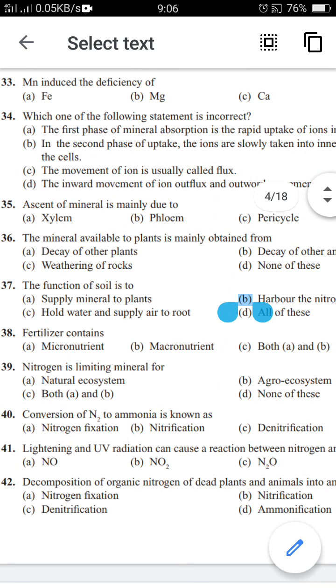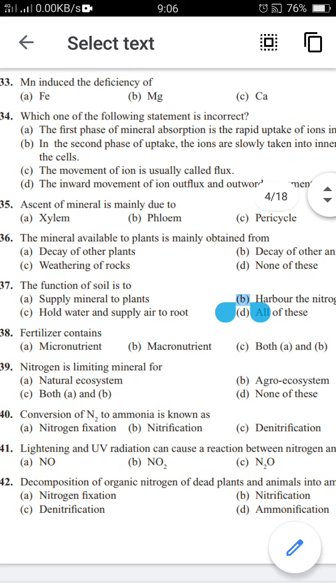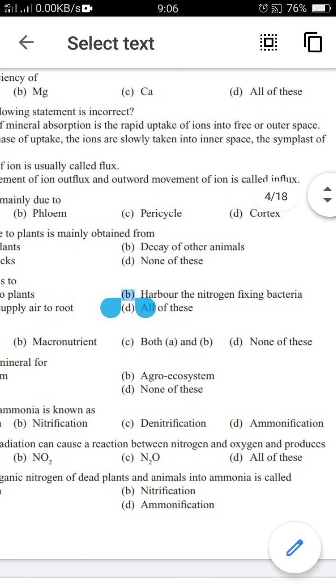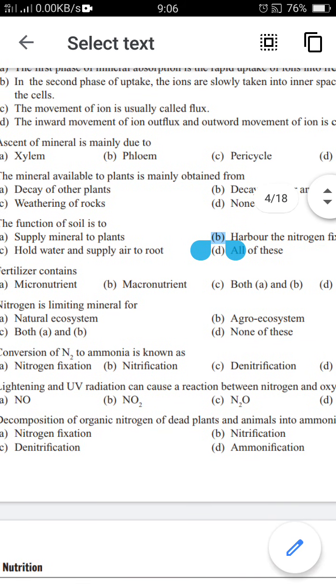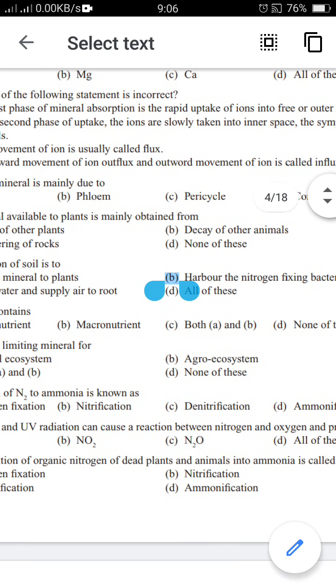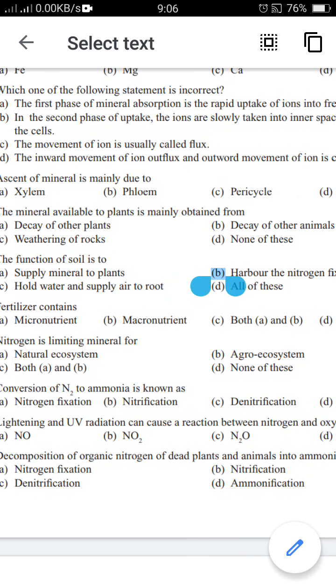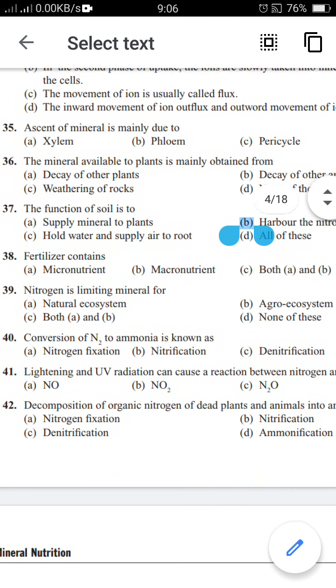Let us see the incorrect statement of this question. 34. It is nothing but option D. The inward movement of ion outflux and outward movement of ion is called influx. No, that is wrong. That is not called influx. That is called outflux. Understand?